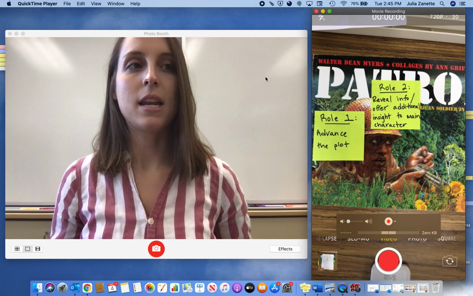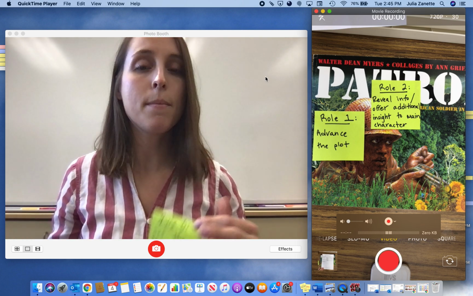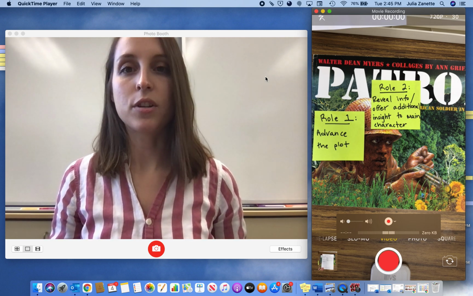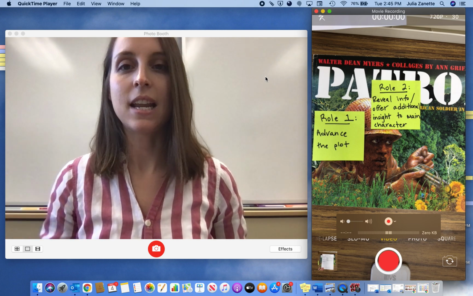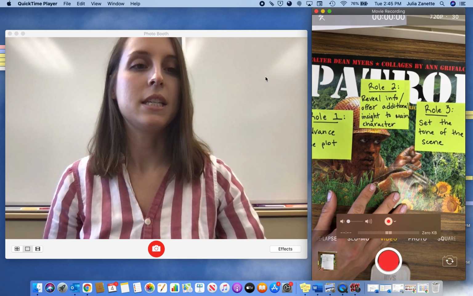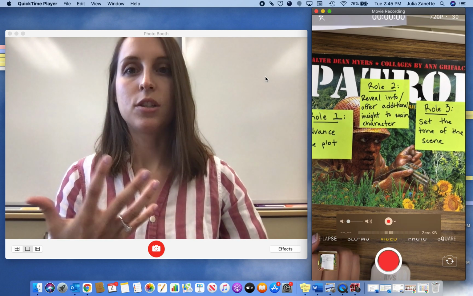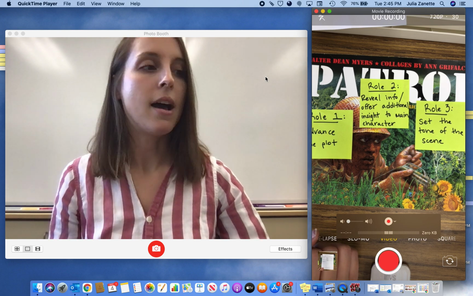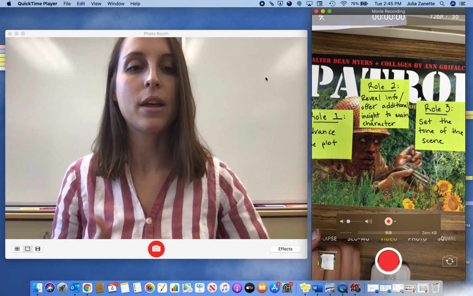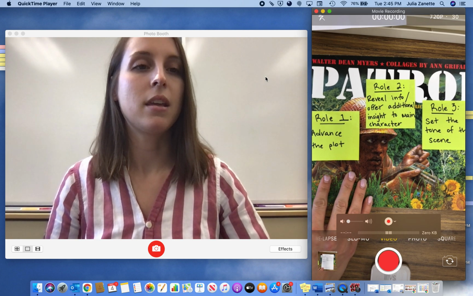So maybe it is something the main character says to them, maybe it's the way the main character treats them. Any way that the main character interacts with a minor character can usually offer some more insight into our main character. And the third role is to set the tone of the scene. Sometimes when certain minor characters are in a scene, they really shift the tone. Everyone acts differently. Things tend to happen when these minor characters are around that don't happen when they're not around. So these are the 3 main ways you might think about your minor characters.